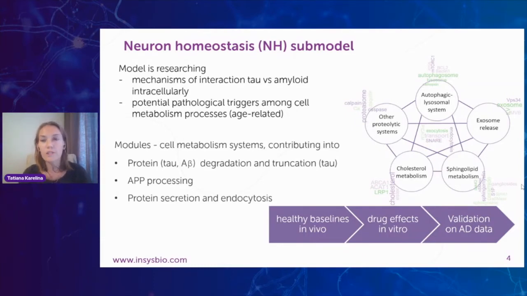To calibrate this part of the model, we used available healthy baselines. We used a lot of data for perturbation of intracellular systems in vitro, such as different drug effects in vitro. And finally, this model has been validated on Alzheimer's disease data. In fact, this kind of model can be a framework for better understanding the cell state based on possibly measured biomarker data in cerebrospinal fluid if we have available data on cell metabolism.